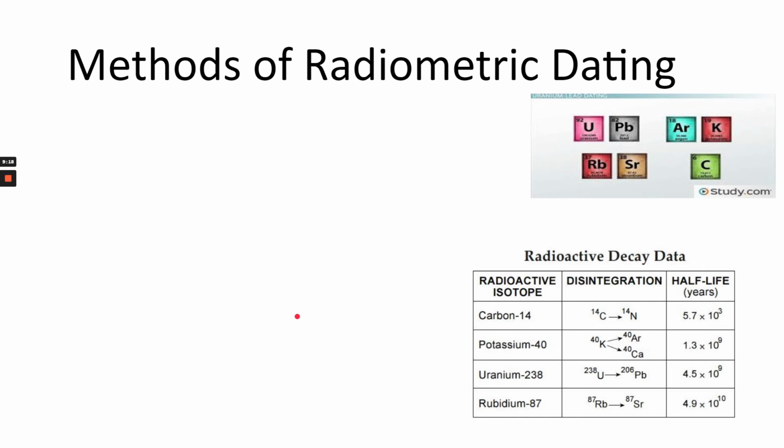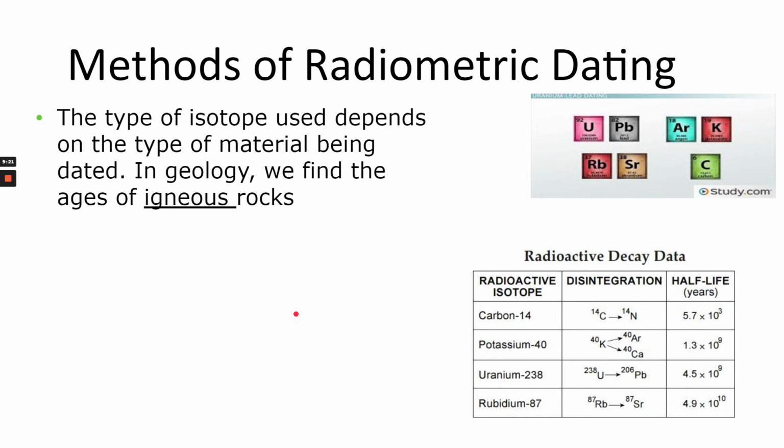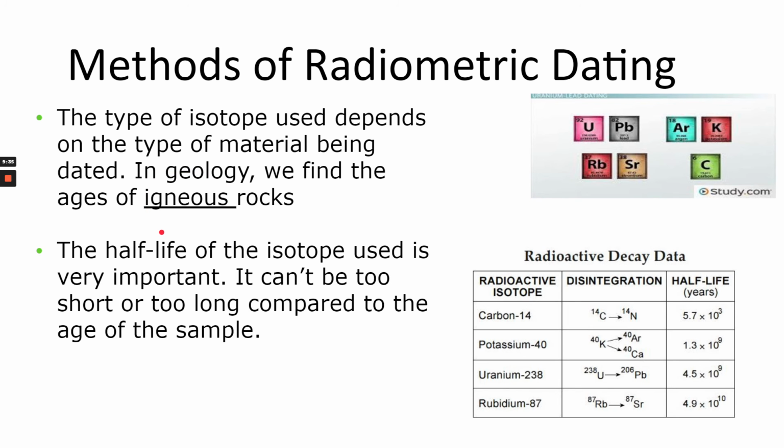So we'll talk a little bit about the different methods of radiometric dating now. The type of isotope that you're going to use or test in something depends on the material you're looking at. So in geology and for earth science, we're using, generally speaking, igneous rocks. And the half-life of the isotope is also important. It can't be too short or too long compared to the age of a sample. If you're looking for something that's very, very old, like 4 billion years old, but the half-life of your sample is very short, you won't be able to find out how old it is because there won't be anything left and you won't know how long ago it ran out of parent atoms to decay.